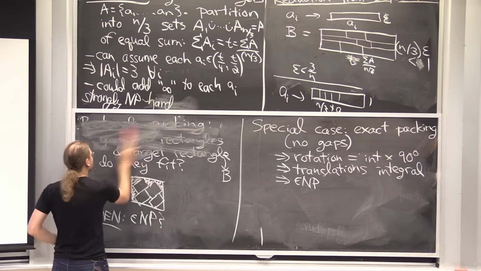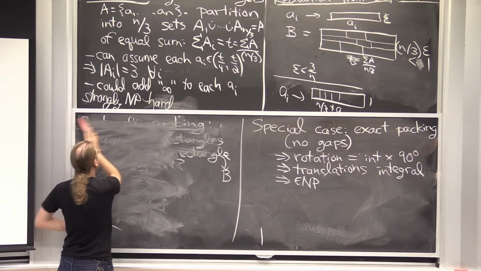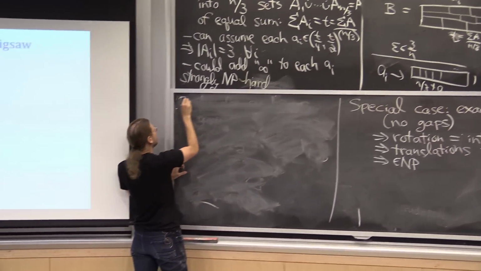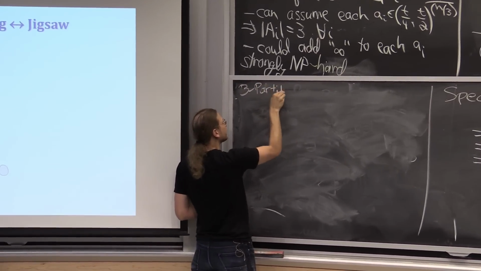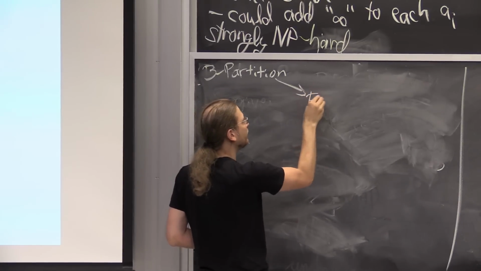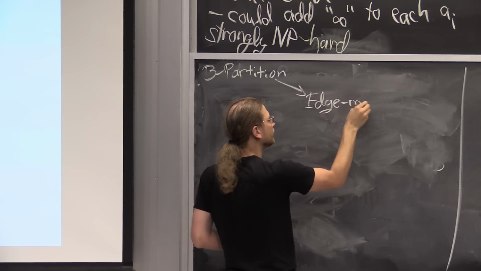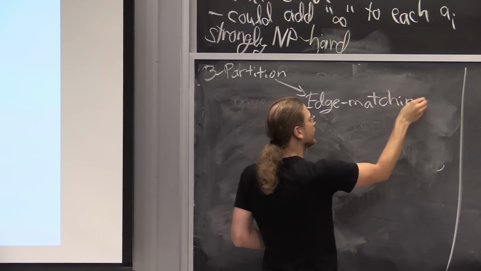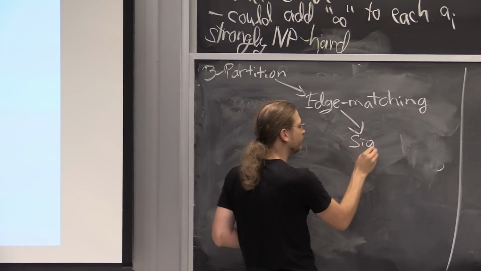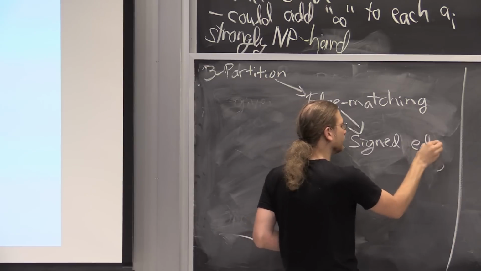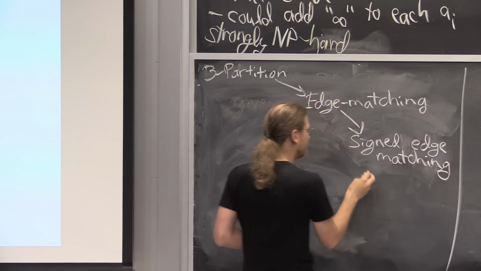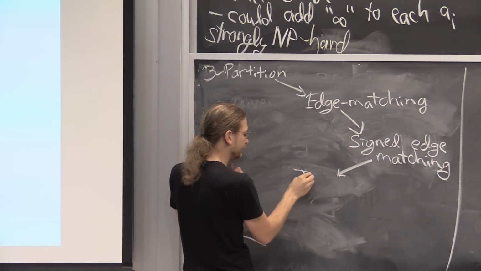So far, we kind of started with rectangle packing. I guess technically we started with three-partition. I'll draw it like this. We reduced that to edge matching puzzles. Then we reduced that to signed edge matching puzzles. Then we reduced that to jigsaw puzzles.